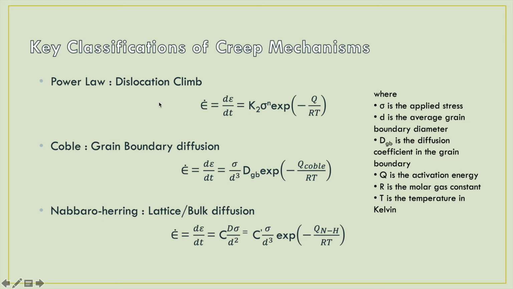Creep mechanisms can be classified into 3 types, namely power law, Coble, and Nabarro-Herring. Each classification is associated with either dislocation or non-dislocation-based creep. As seen on the slide, power law is dislocation climb, Coble is grain boundary diffusion, and Nabarro-Herring is lattice or bulk diffusion. Their respective simplified equations are also shown here.